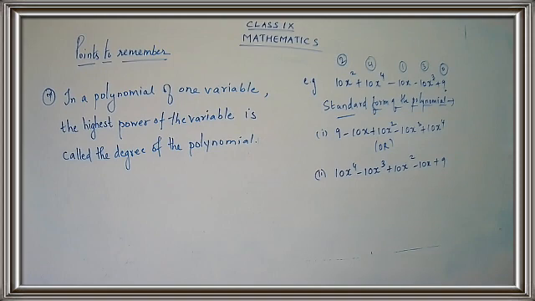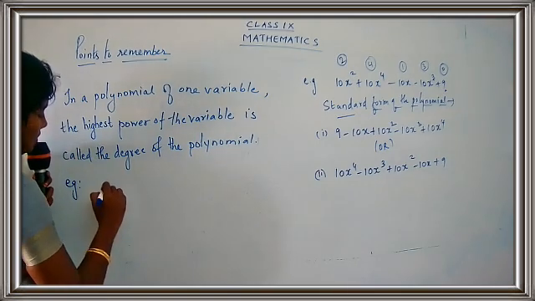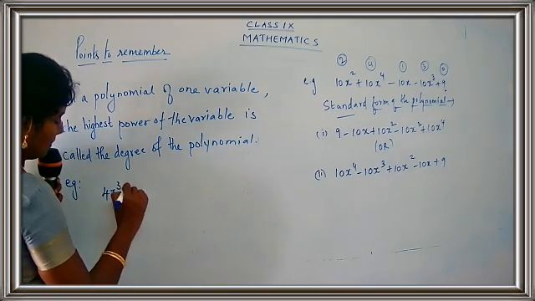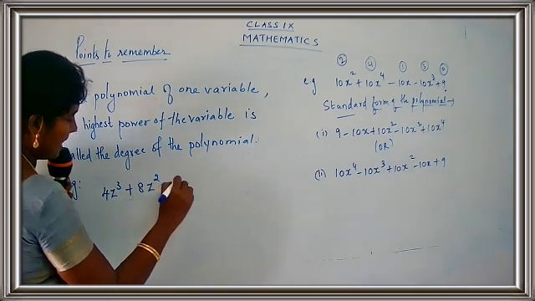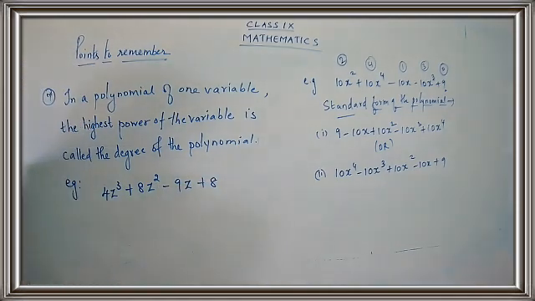Let's take on the example over here. Let me take one expression or a polynomial: 4z cube plus 8z square minus 9z plus 8. So we have a polynomial over here.